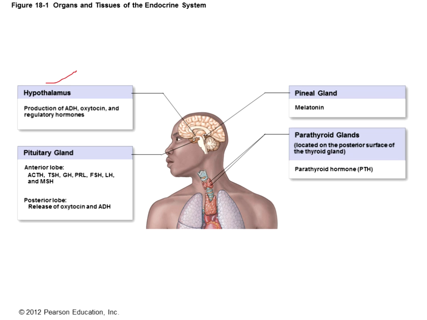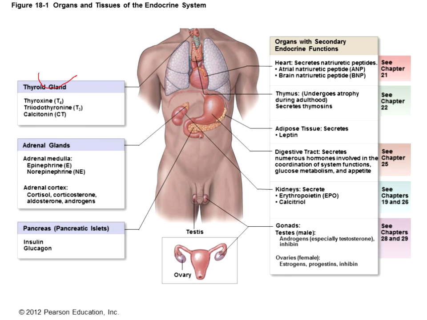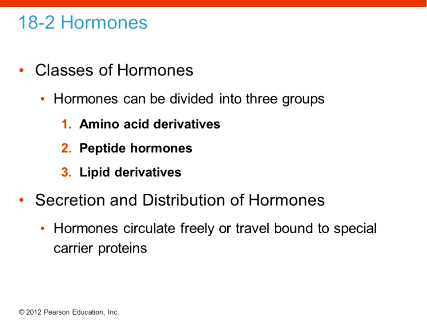So we'll be looking at the hypothalamus, the pituitary gland, the pineal gland, the parathyroid gland, the thyroid gland, the adrenals, and then we'll end up with the pancreas. The organs with secondary endocrine functions like the heart, for instance, or the kidneys, those will be more AMP2 topics, and we'll talk about those at that time. So these primary endocrine function organs are what we'll spend our time looking at.